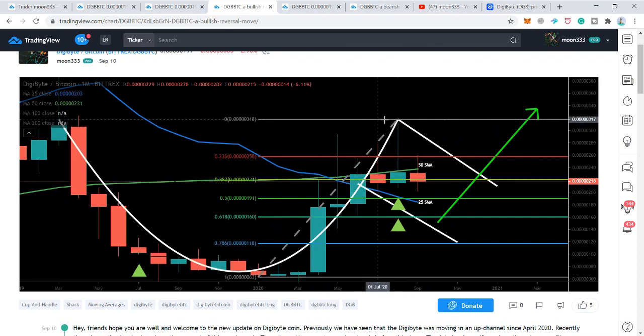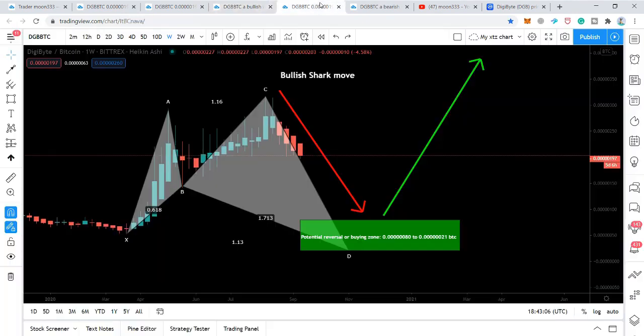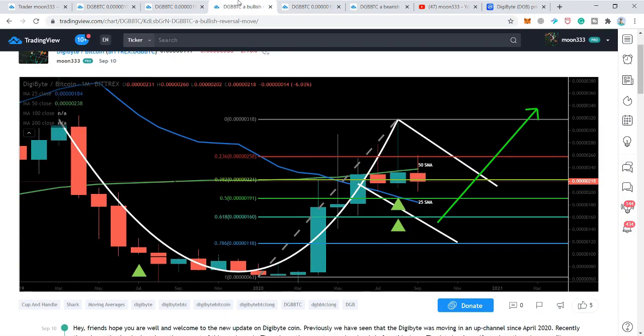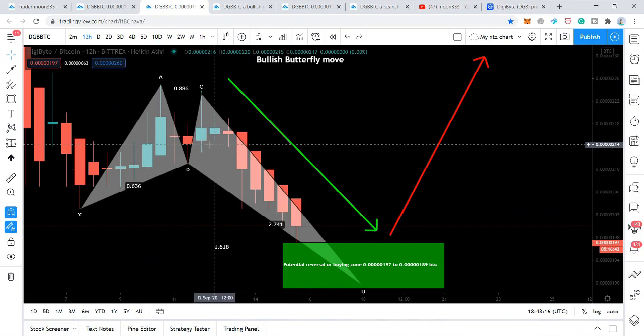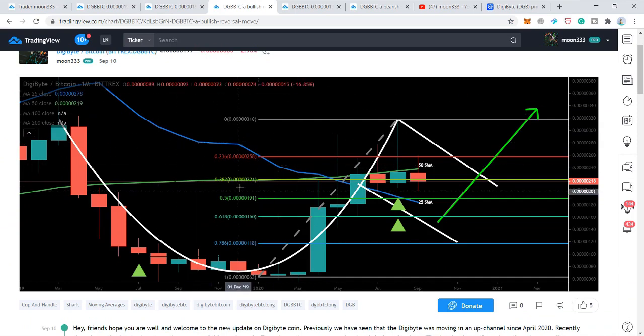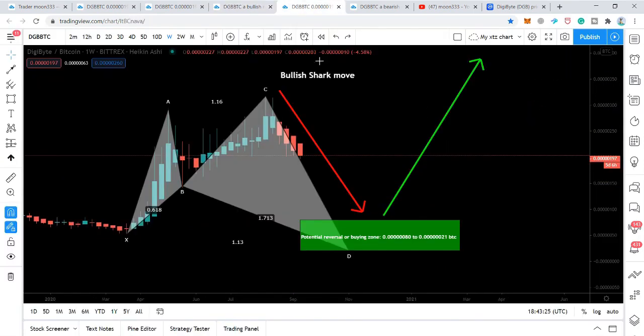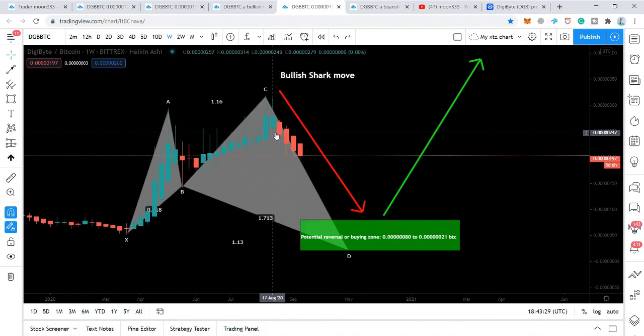But there is another situation we are having, that is the formation of the bullish shark pattern on the weekly chart. This was the monthly chart, and this is a small time period chart that I have just shared with you. This is a smaller 12-hour time period chart. This is the monthly chart where we have the cup and handle situation, and now we have this bullish shark pattern formation here on the weekly chart.